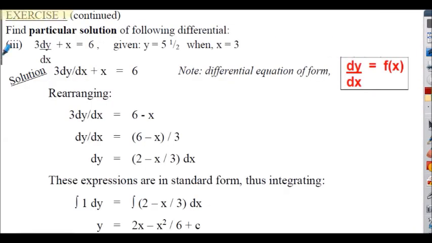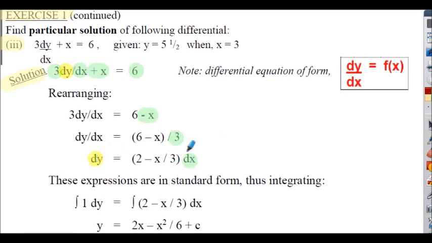So exercise 1 part 3 solution. So here's the original equation written on one line for convenience. I'm going to rearrange the equation. First of all, I will subtract x from both sides, so that's what's shown here. Next I will divide throughout by 3, shown here. Notice again use of the bracket in the numerator, 6 minus x is in the bracket. And then I multiply throughout by dx.